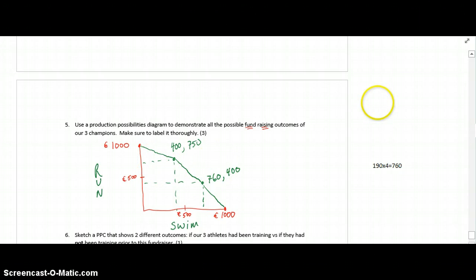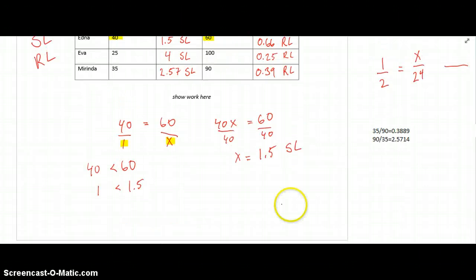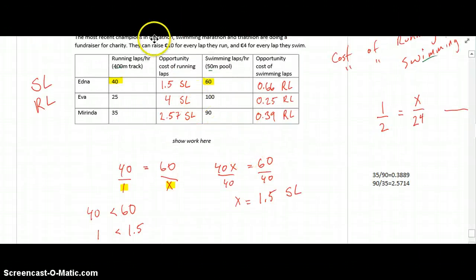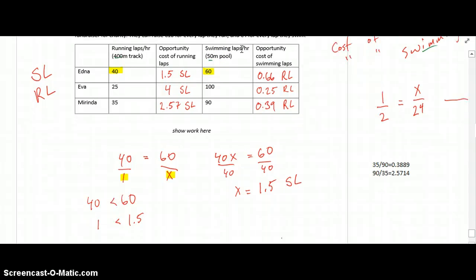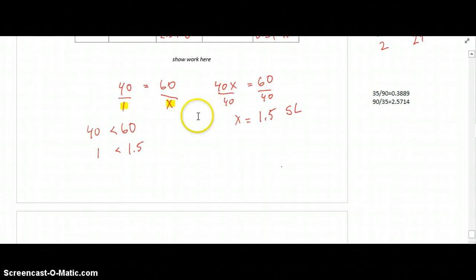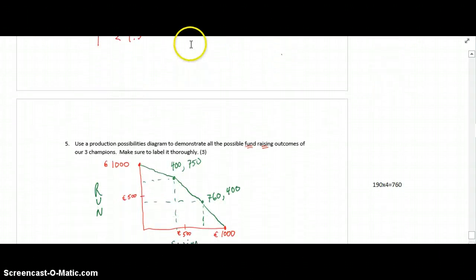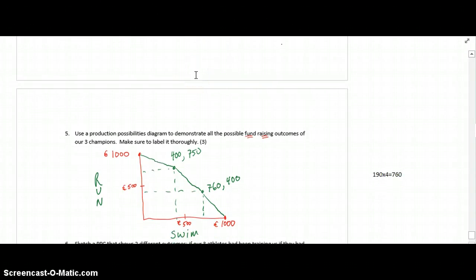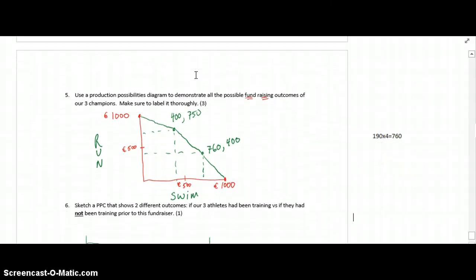But here, if you notice the way I set this up, each of these columns, the total amount of laps that could be run was 100, and 100 times 10 is 1,000 euro. And the maximum amount of laps that could be swam would be 250, and 250 times 4 was also 1,000. So it would seem, to the non-economist, that 1,000 was the highest amount that could be raised. But we'll see that that's not true.